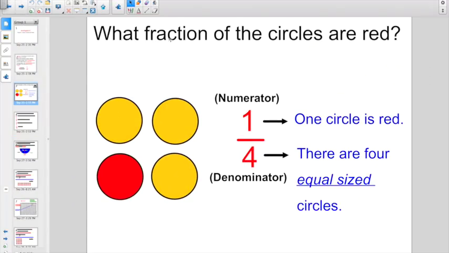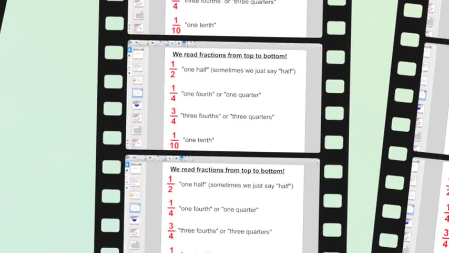If they asked you a question like, what fraction of the circles are red? We have one red circle, so 1 is our numerator. We have 4 total equal-size circles, so 4 is the denominator.